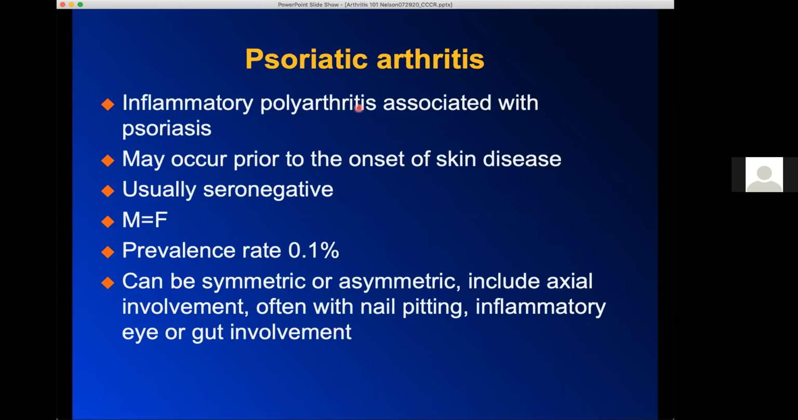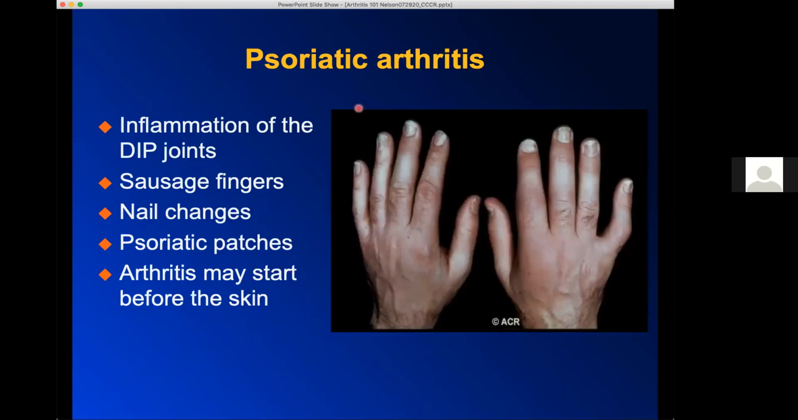Again, typically seronegative, the sex distribution is more equal for psoriatic arthritis. It's not as common as rheumatoid. And it can, again, be symmetric or asymmetric, and be axial. It sort of can present in a lot of different ways, so you have to keep a high index of suspicion. Psoriatic arthritis then likes to involve the DIP joints. So we talked about OA involving the DIPs, and that RA really didn't, and now we're back to DIP inflammation.